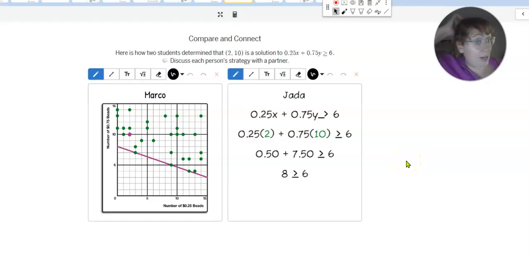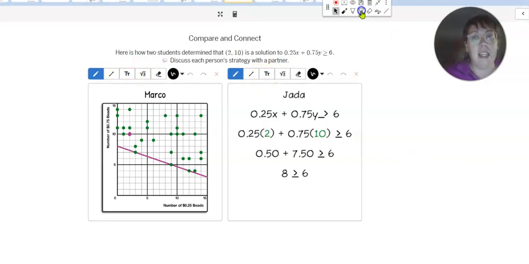This is a compare and contrast. It says, here's how 2 students determined 2 comma 10 is a solution to that inequality. Discuss each person's strategy with a partner. So Marco did their first strategy by taking this inequality and graphing it. Notice it has a y-intercept and slope, and it graphed the line. And then when Marco looked at that point, 2 comma 10, they noticed it's above our boundary line, so it's in the section where our solutions are going to be.